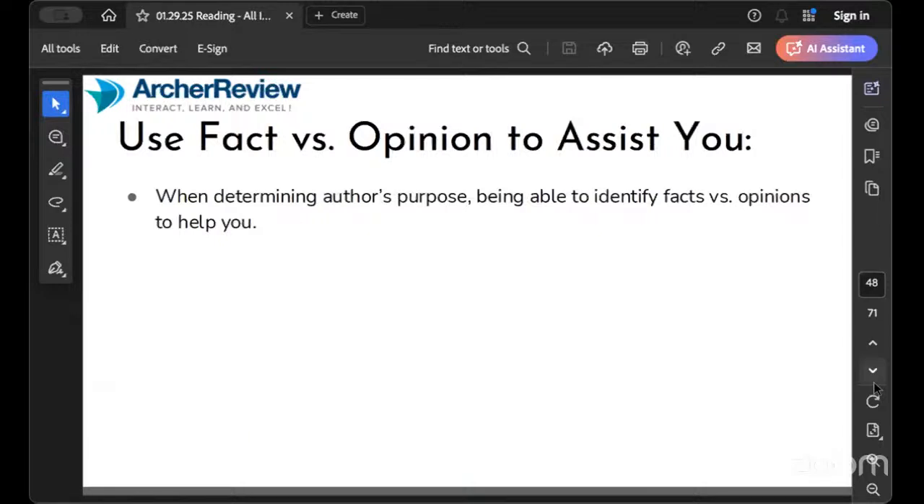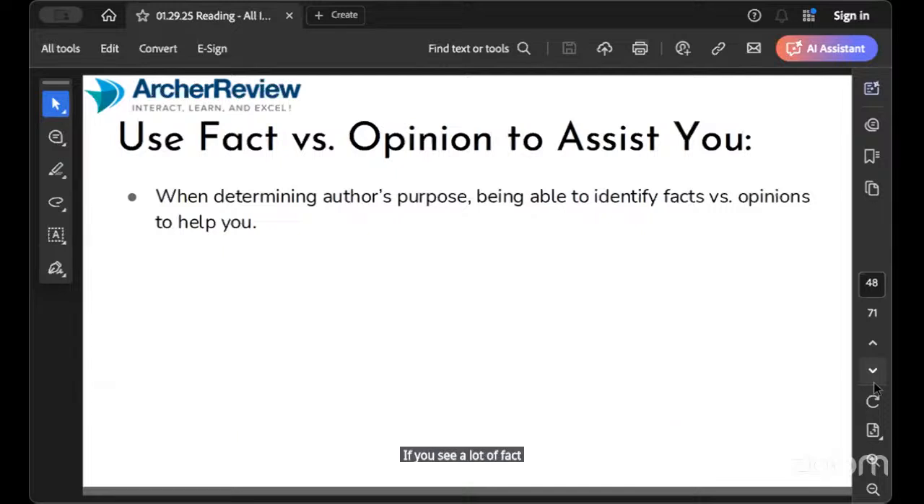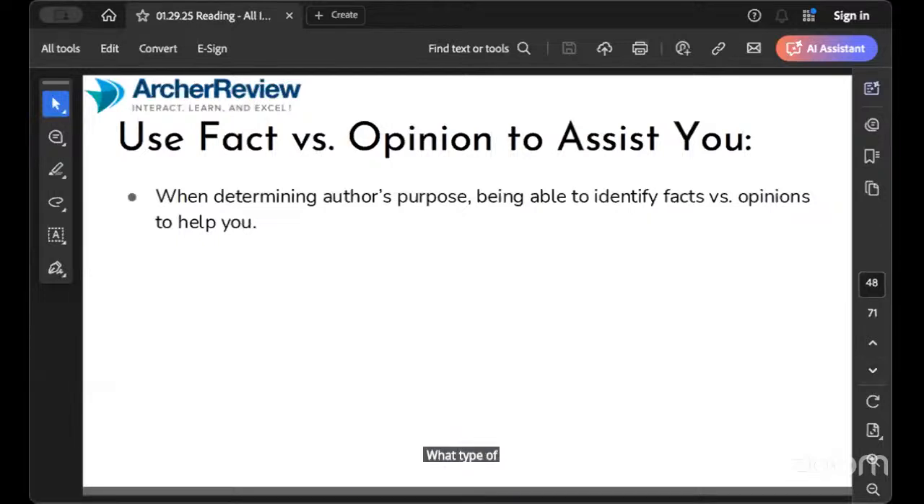Now, going back to fact versus opinion, use those to help you. I've already told you this, but I'm going to tell you again, okay? If you see a lot of facts, you're probably looking at something to inform. If you see a lot of opinions, you're probably looking at something to persuade. So keep those things in mind because those can help you either determine or narrow down what type of purpose the author has for this passage.